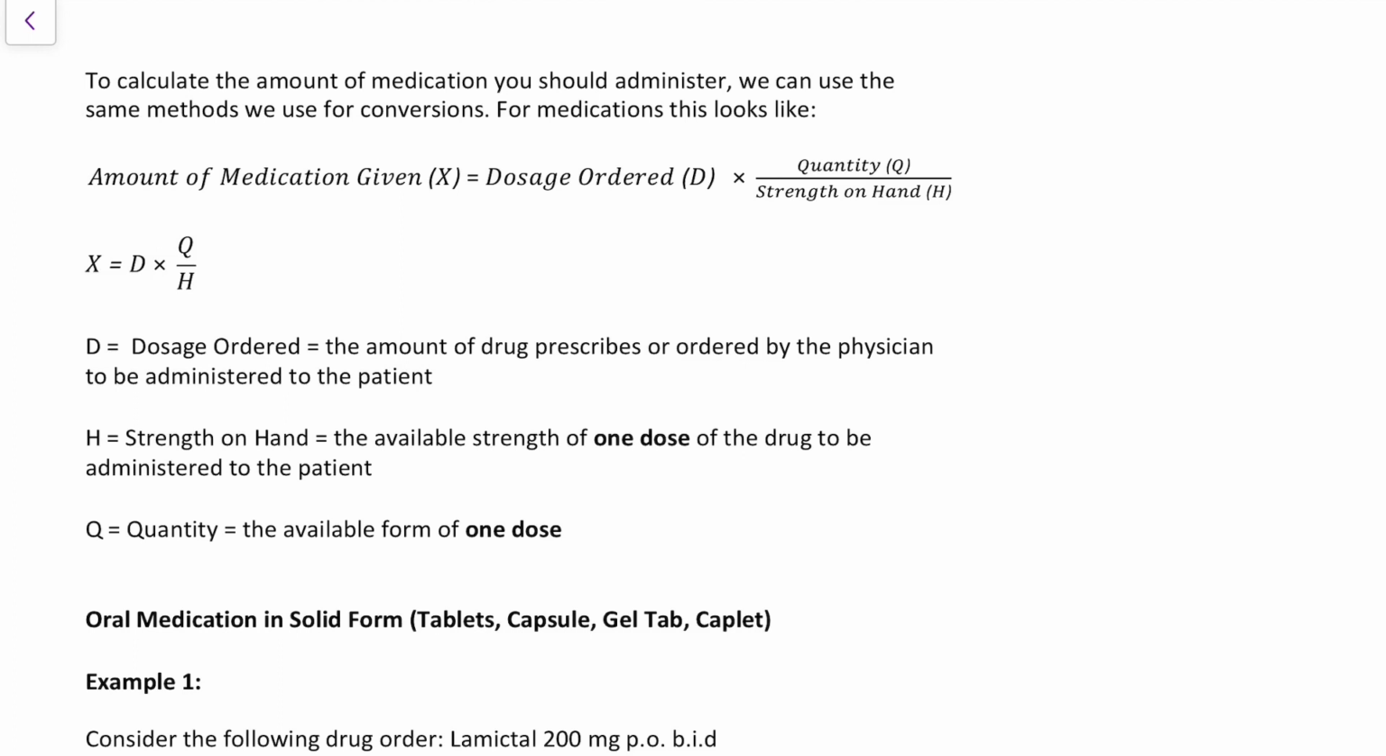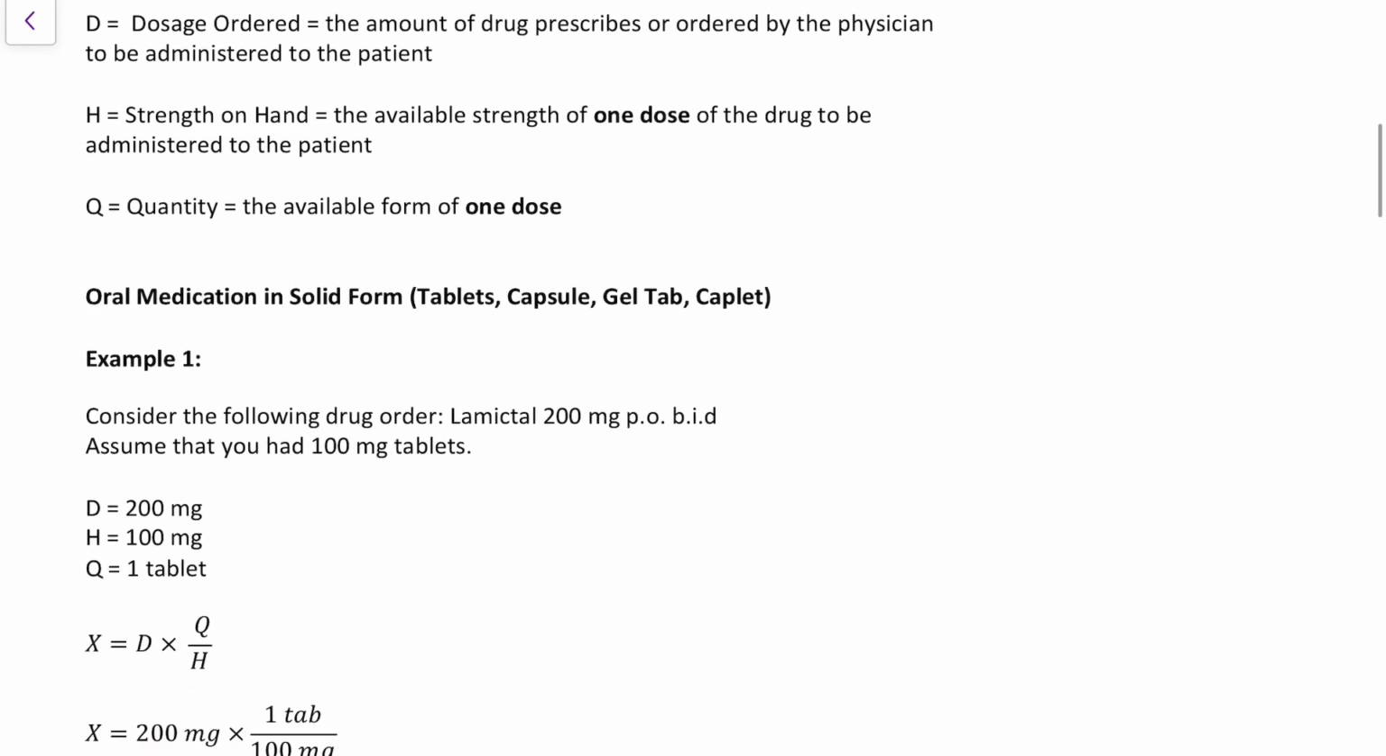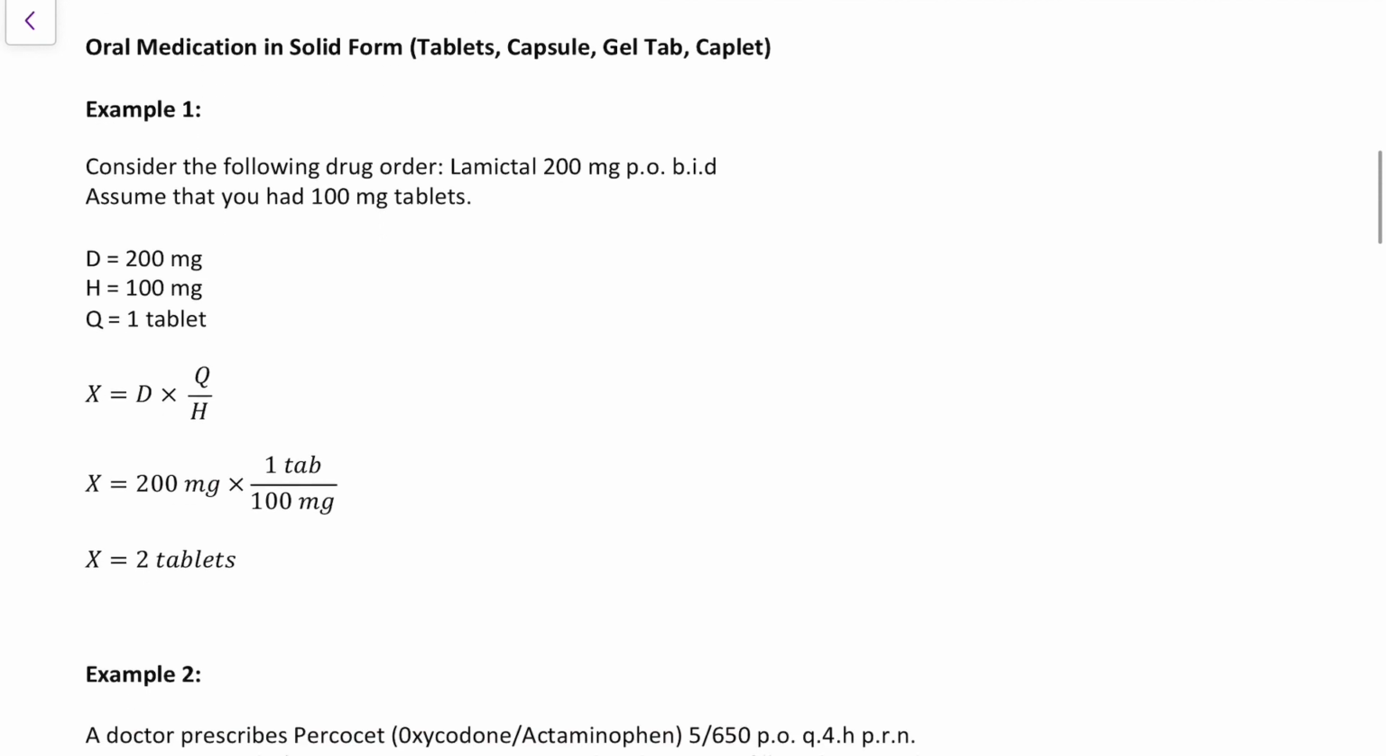Okay, so let's look at some examples. Let's look first at some examples in solid form. So capsules, gel, tablets, caplets, all of these types of medications where it's like a solid. So for example, consider the following drug order.